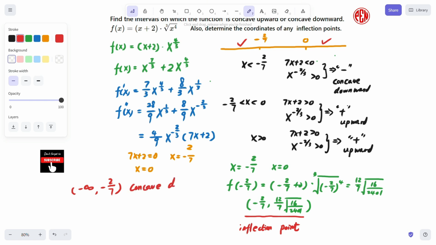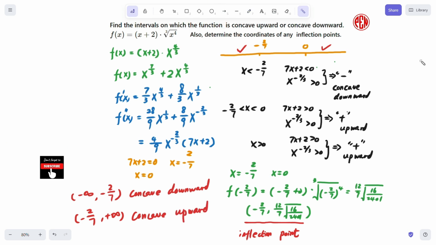So there is no sign change, and therefore, no inflection point at 0. The function is concave downward when x is less than negative 2 over 7. It is concave upward when x is greater than negative 2 over 7. There is a single inflection point at x equals negative 2 over 7, with the corresponding y-coordinate being 12 over 7 times the cube root of 16 over 2,401.